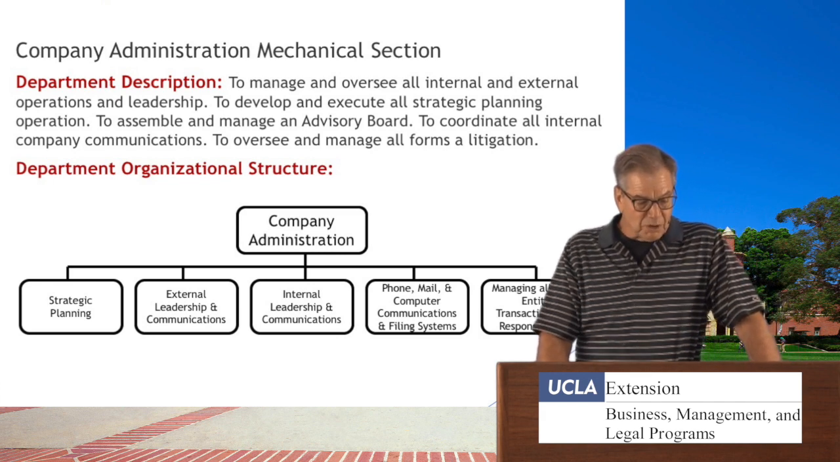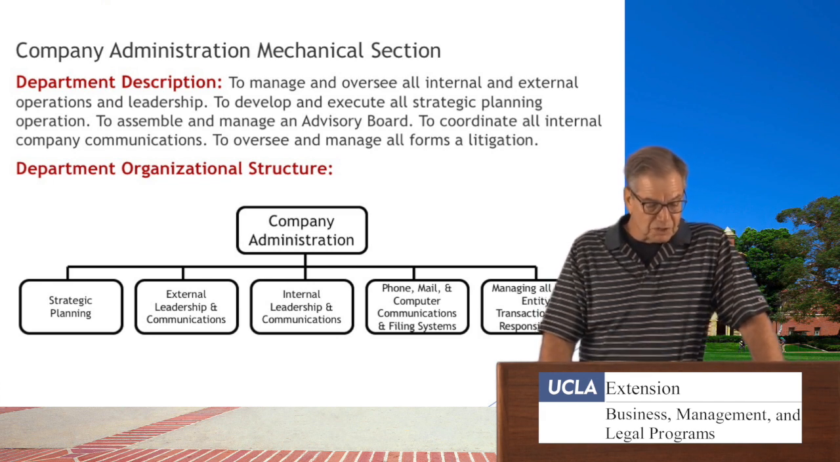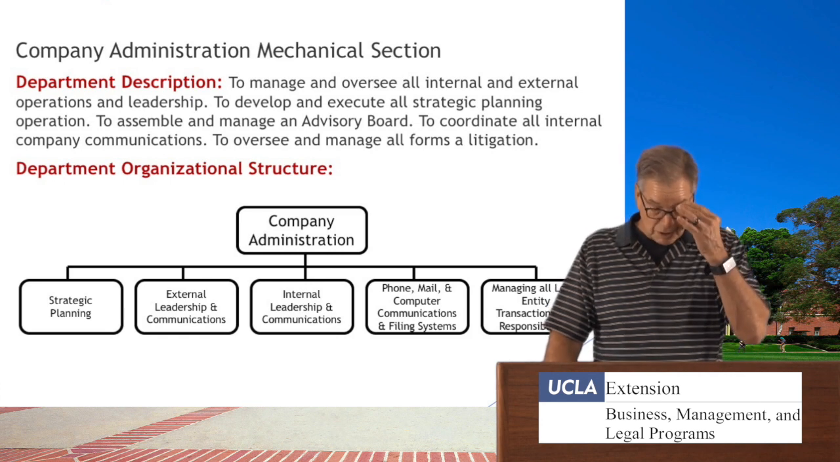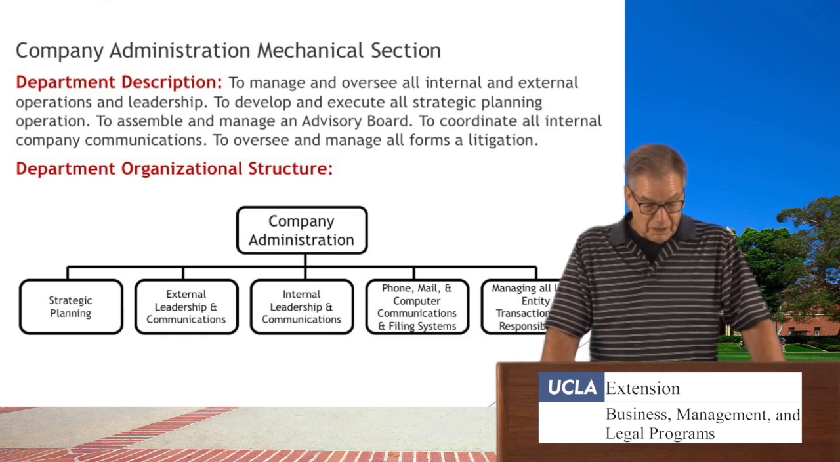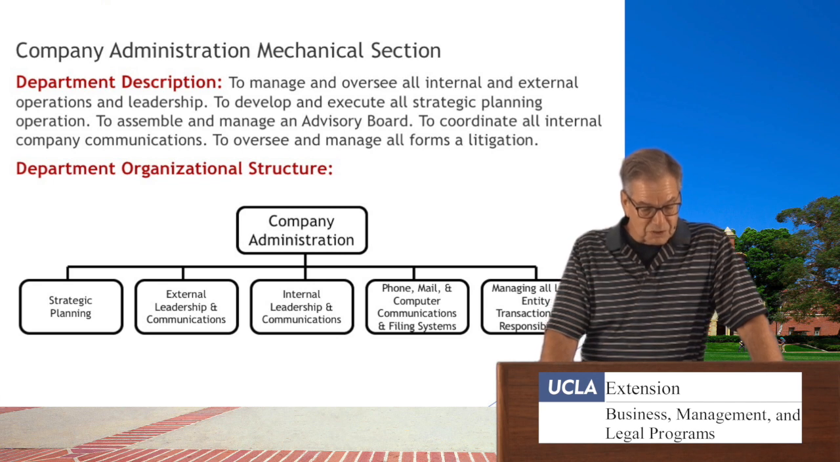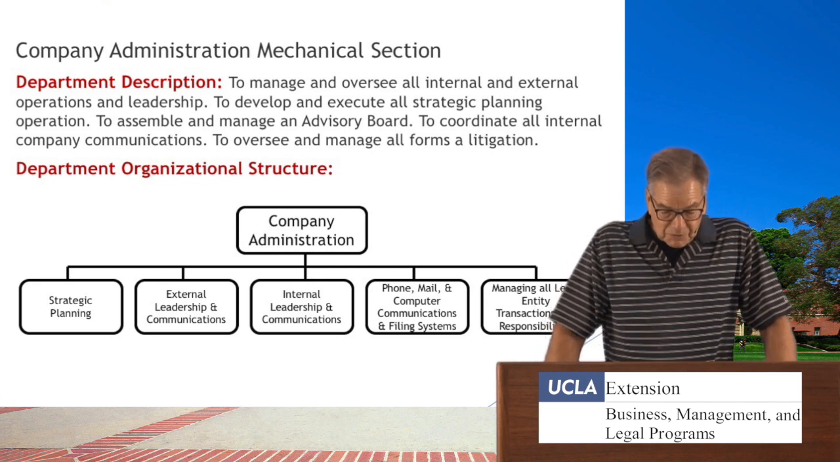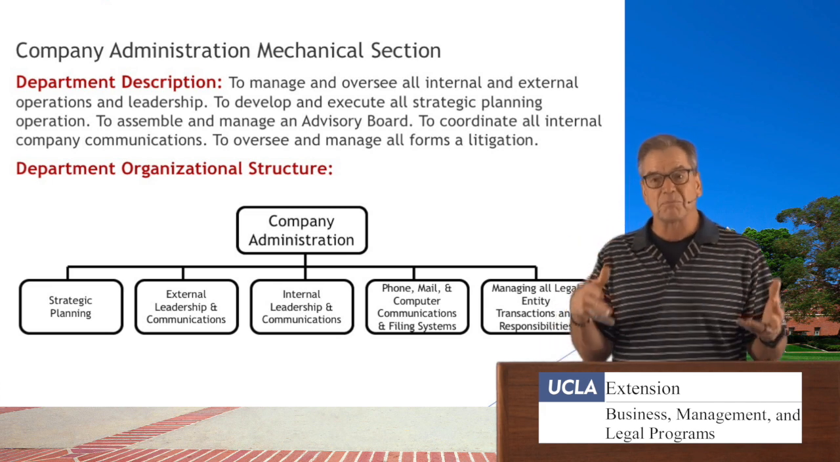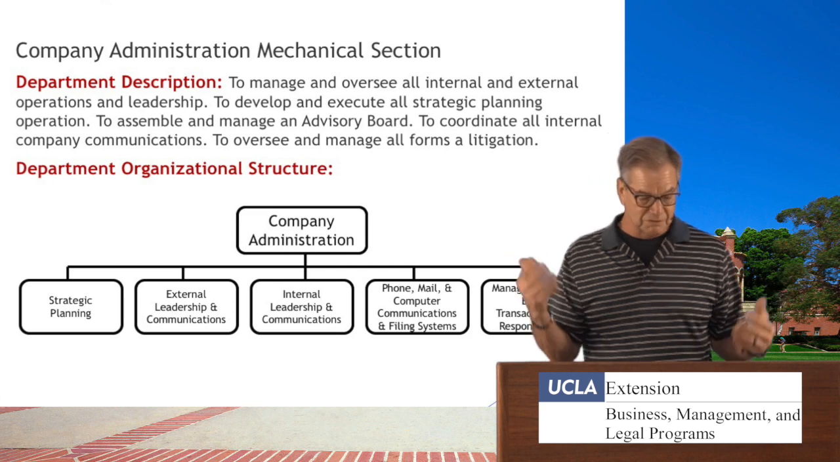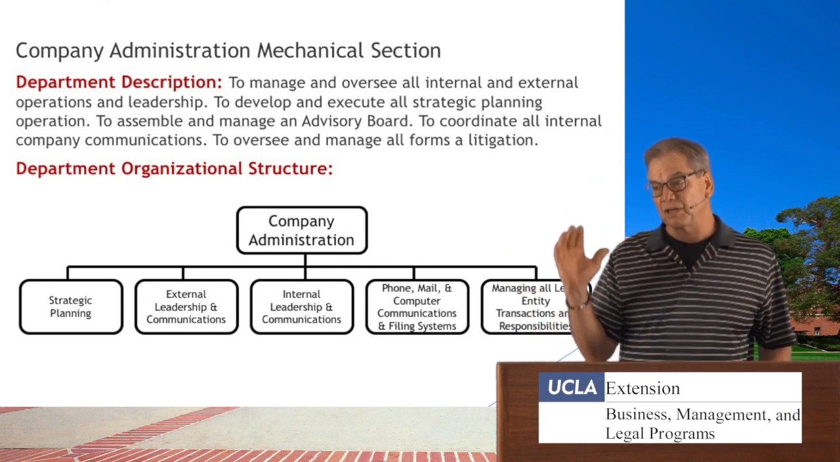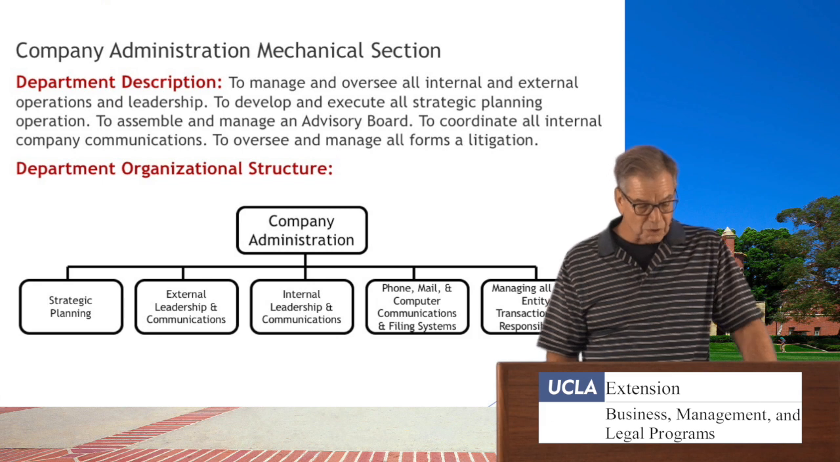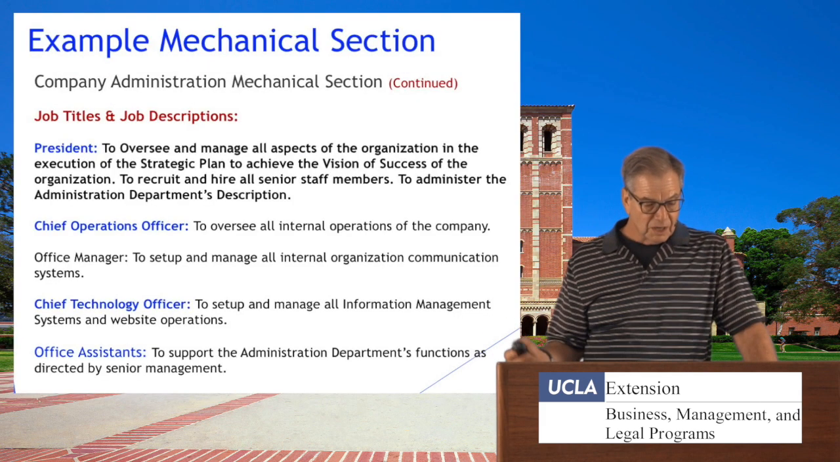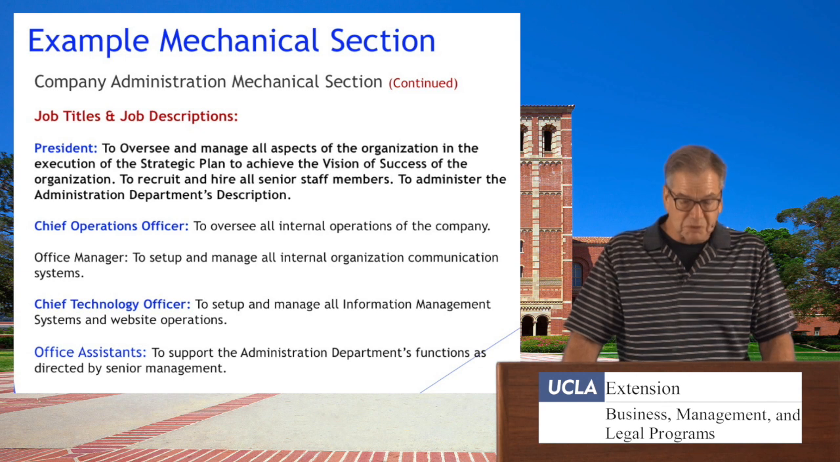And then next we have a department organizational structure. So company administration: we have strategic planning, external leadership and communications, internal leadership and communications, phone, mail, and computer communications and filing systems, managing all legal entity transactions and responsibilities. That's just an example of how administration might have divisions of labor that would need equipment, staff, etc.